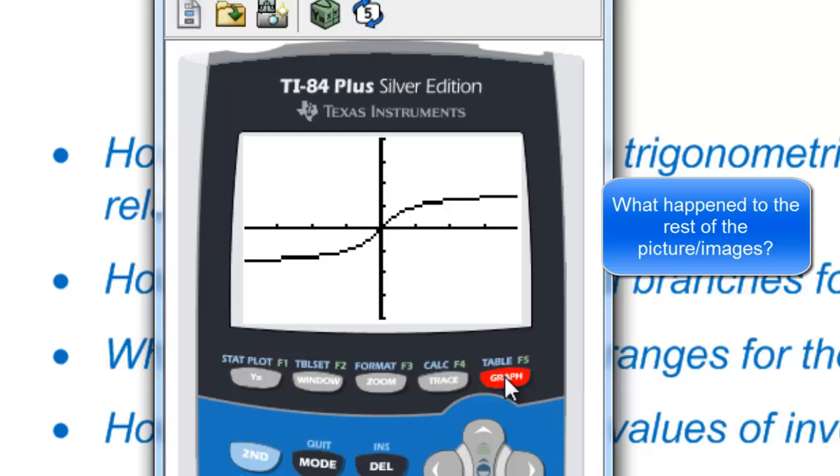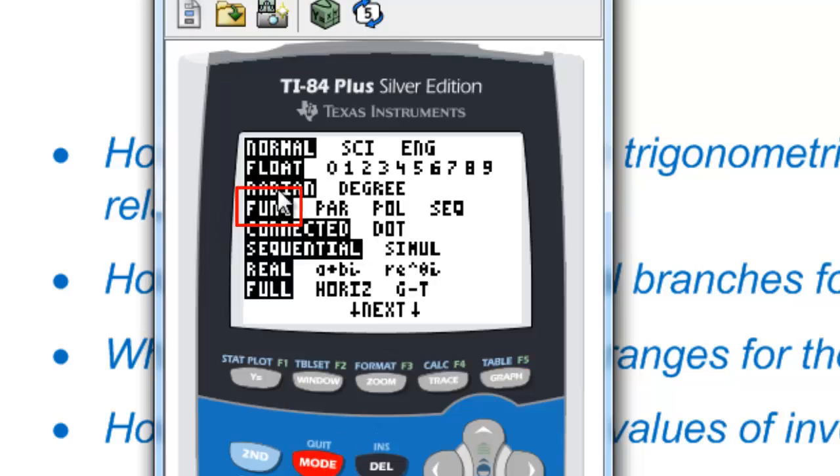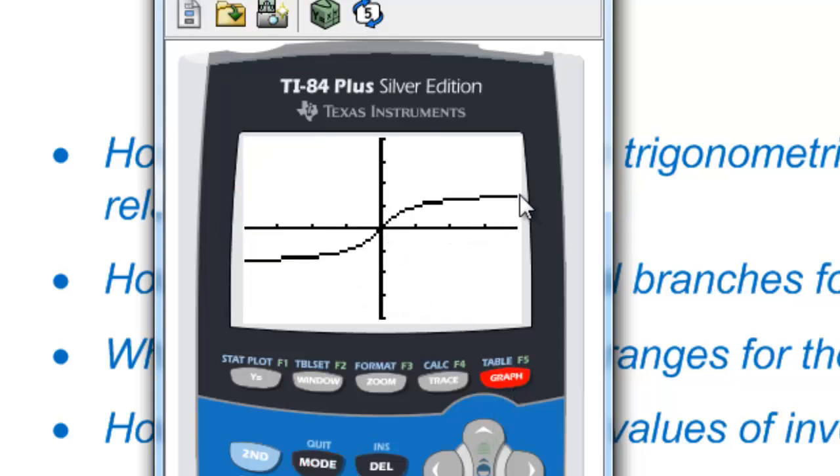We only get one of the images, not all of the repetitions, when we plot the inverse tangent. Why is that? Well, part of the reason is that we are in function mode, which means that the graphs that we plot must be functions. So we only see one of the branches which passes the vertical line test. If we saw multiple branches, we would no longer pass the vertical line test.